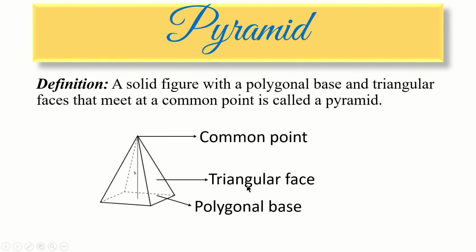Follow the figure. Here, polygonal base, that means the base is polygonal. Why polygonal? Because the base is enclosed by three sides or more than three sides. As here the total number of sides is 1, 2, 3, 4, so this is a polygon. And this is a quadrilateral or parallelogram here. Okay.